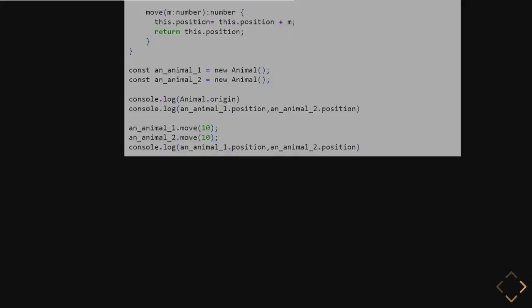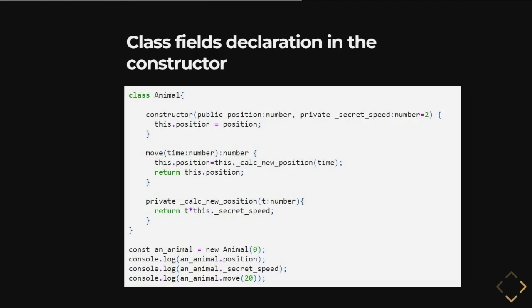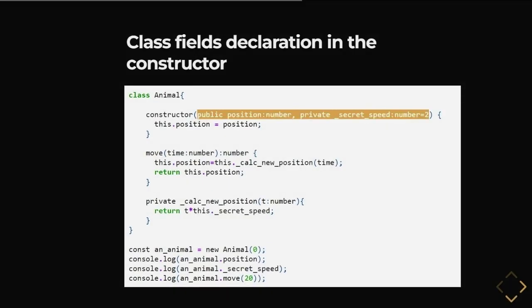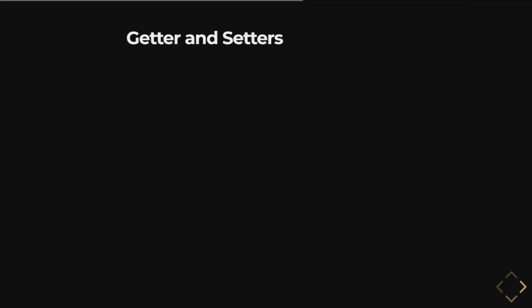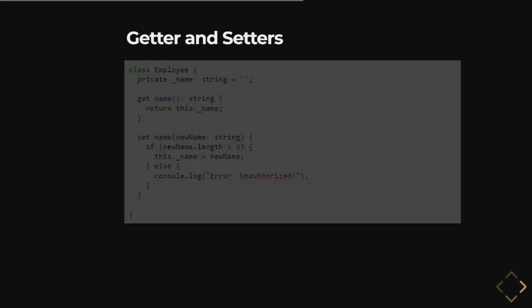for all the instances. Another characteristic of TypeScript is that we can declare the class fields in the constructor as parameters without having to declare them explicitly as fields. In the example, the fields are declared in the constructor, and even secretSpeed is declared private and initialized with an init value.